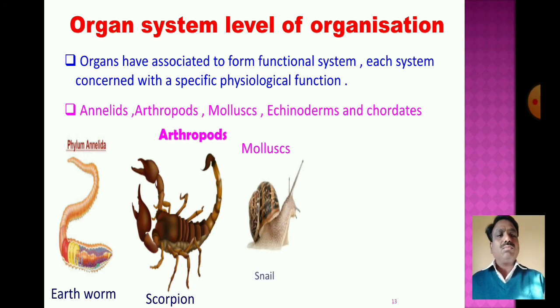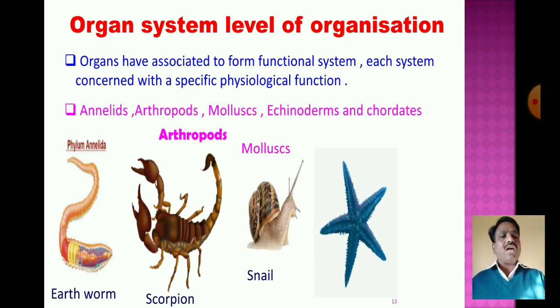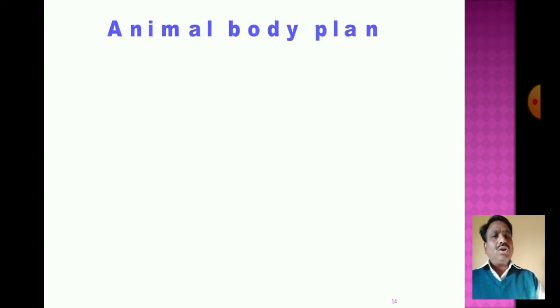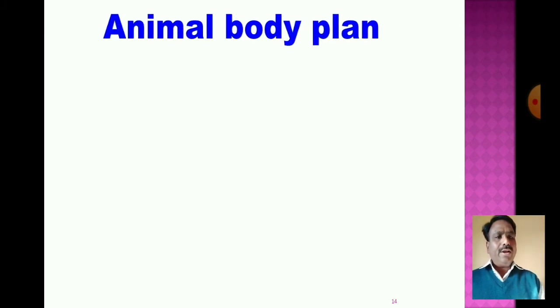In this mollusk, snails, then echinoderms, starfish, that is known as the blue starfish, and these are the organization of the organ system level of organization. Then goes to the next one, that is known as the animal body plan.